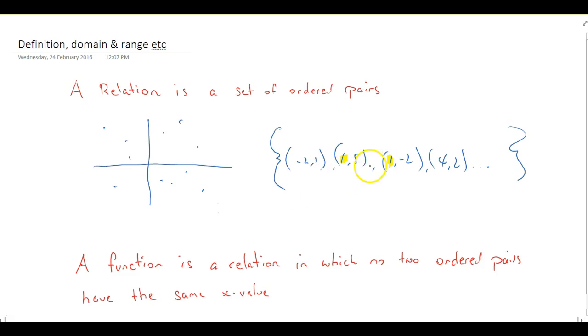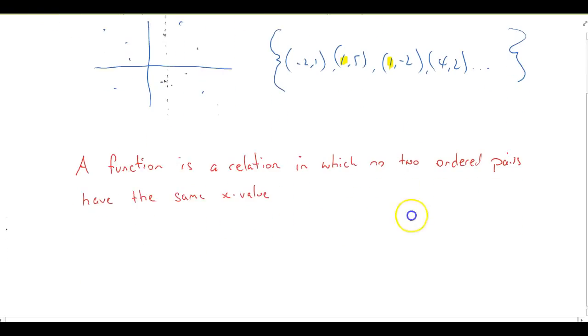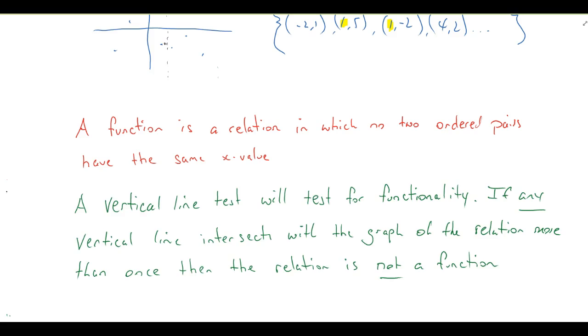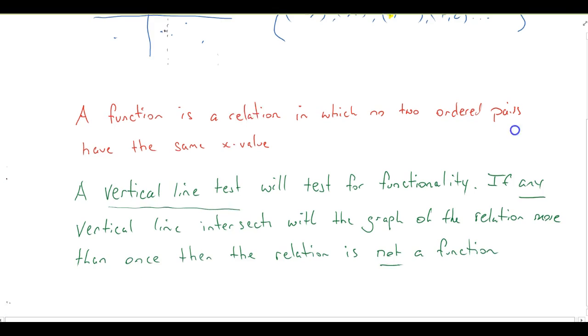Graphically, we can see this point (1, 5) and (1, -2) might be, maybe it's this point here and this point here. So if we can connect two points with a vertical line on our graph, then we don't have a function. We've got a relation, but not a function. So that defines a function, and the vertical line test tests whether graphically we have a function. So we can make that note, and we'll do so now. Okay, so I've just made a note there in the green writing: a vertical line test will test for functionality.